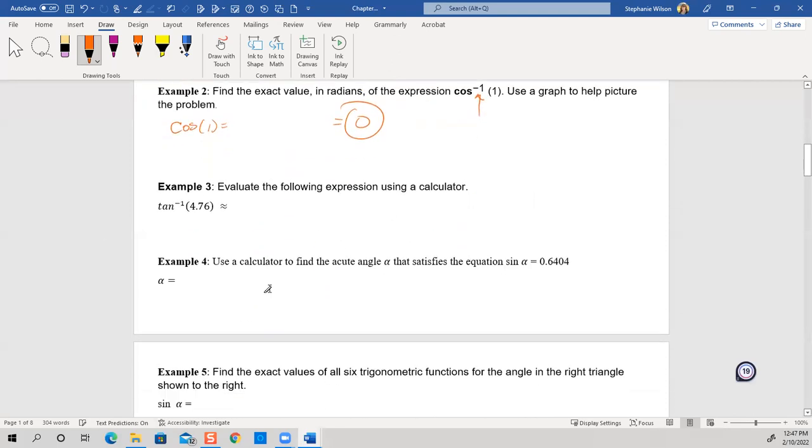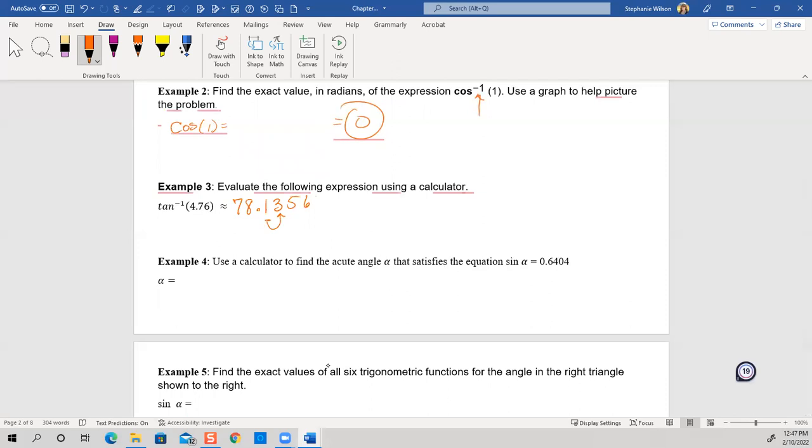Example 3, we are going to type it in our calculator exactly as we see. Take tangent inverse, so again, just use the shift button, tangent inverse, 4.76, close the parenthesis, and let's go out 4 decimal places. We get 78.1356 degrees. Now if the direction says round to the nearest tenths, remember that's just 1 decimal place. We look behind it to determine if it rounds up or down. So just make sure you read the instructions on what decimal place it wants you to round to.